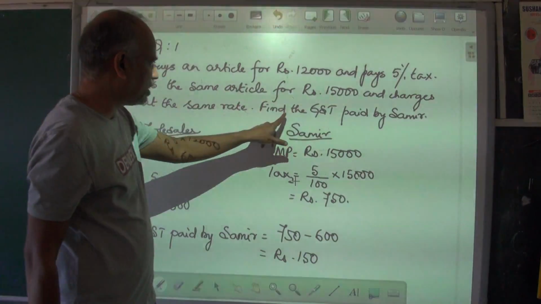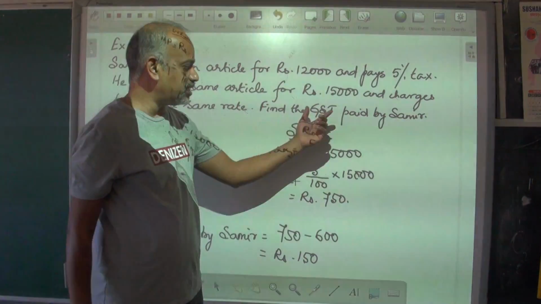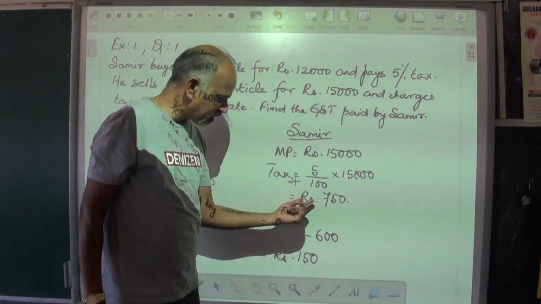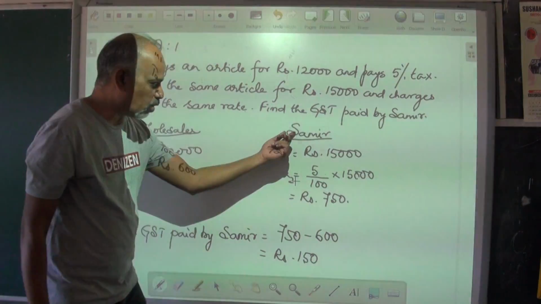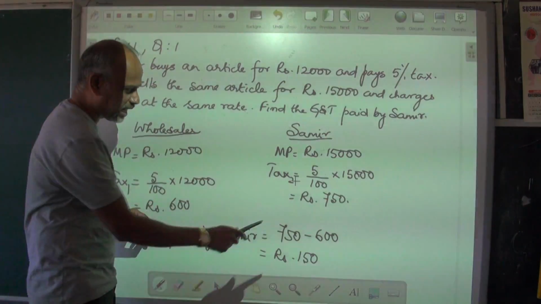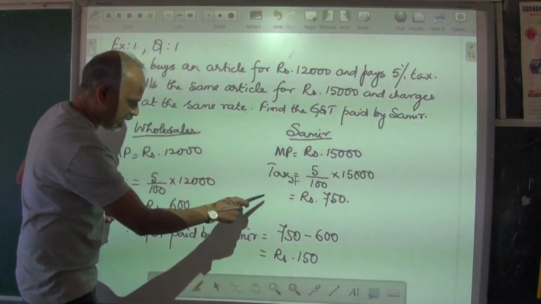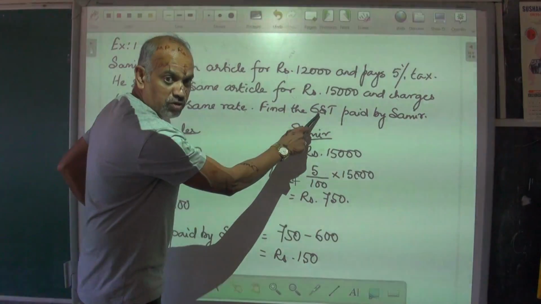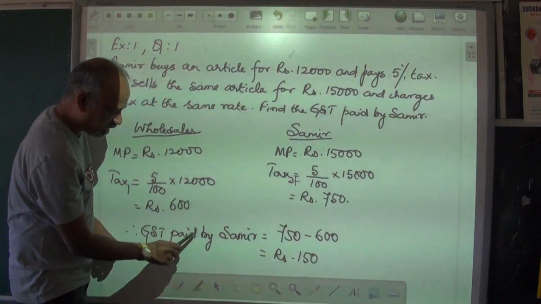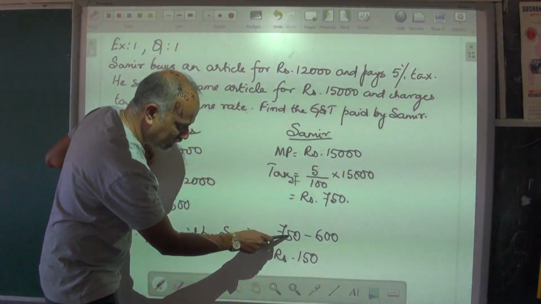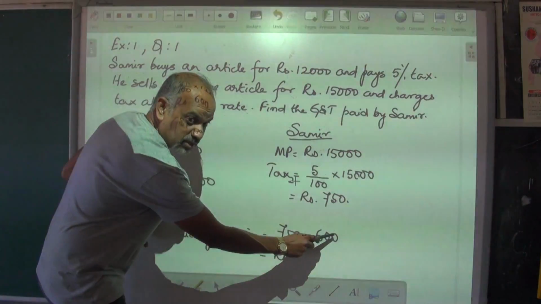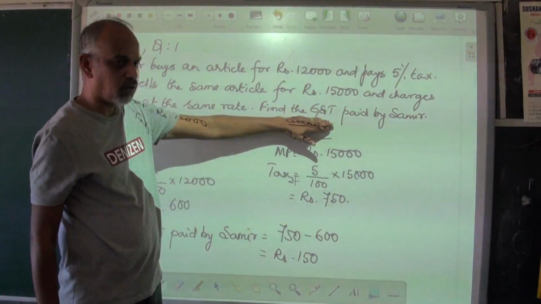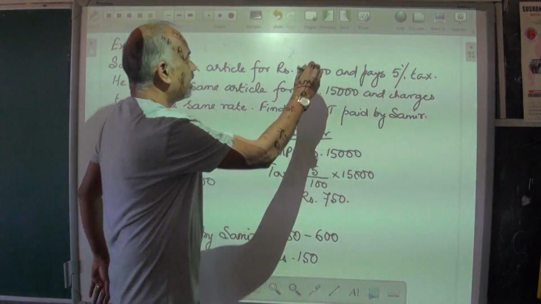The question is, find the GST paid by Samir. What is the GST paid by Samir? GST paid will be whatever tax he collected, from which you subtract whatever tax he already paid. He collected 750 rupees from the customer and he has already paid 600 rupees to the wholesaler. The difference between them will give you the GST. Therefore, GST paid by Samir will be 750, which is what he collected, minus 600, which is what he has already paid. That should give you rupees 150. That's the difference, and that difference is called the GST. Okay. Next.